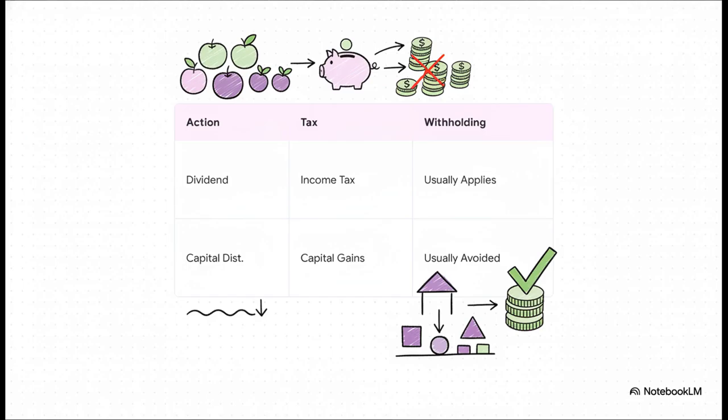But a capital distribution, that's a return of your original ingredients. Because you aren't earning new money, and instead you're just receiving your own initial investment back, this triggers a capital gains conversation. In a lot of jurisdictions, this actually allows investors to completely avoid the usual withholding tax that comes saddled with a standard dividend. It's a real game changer.